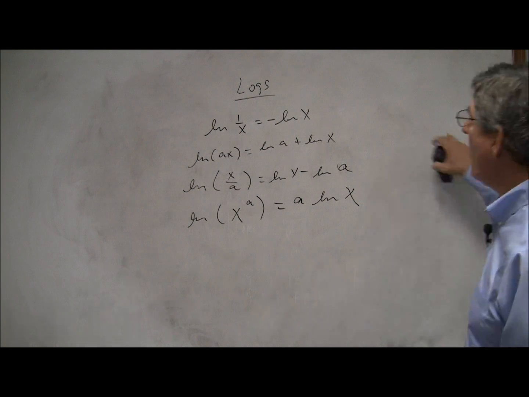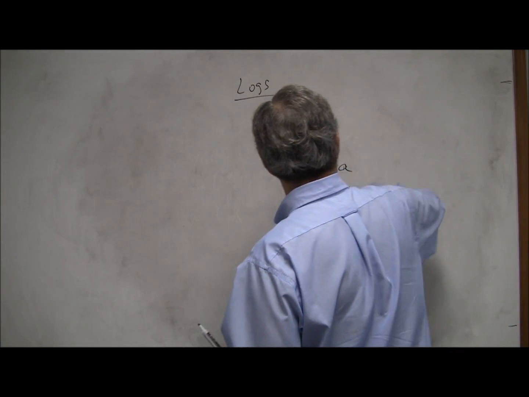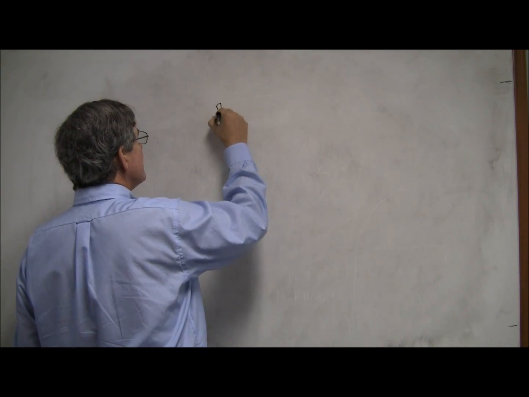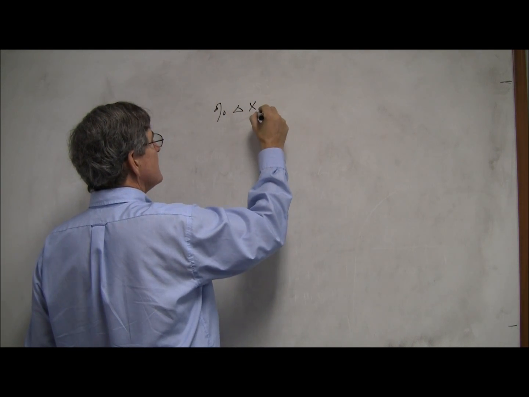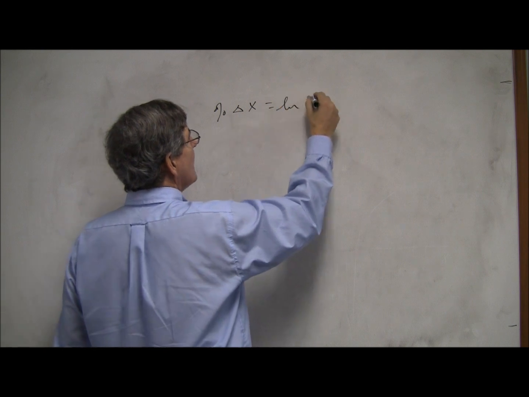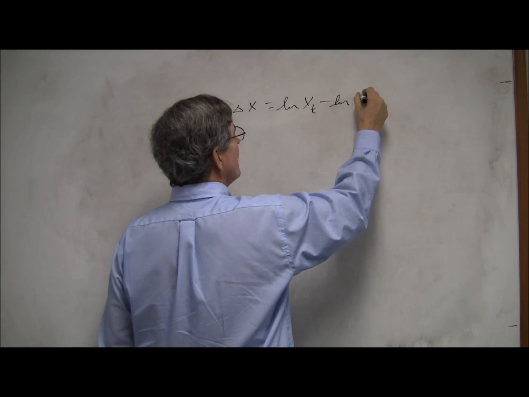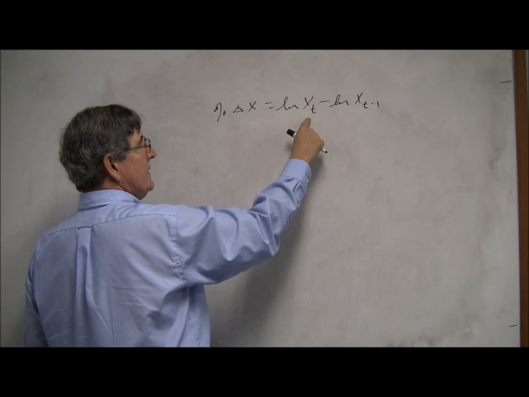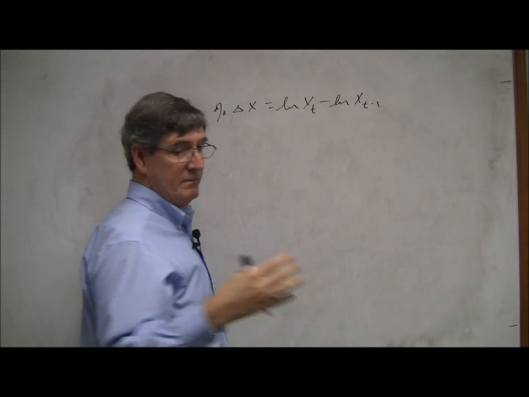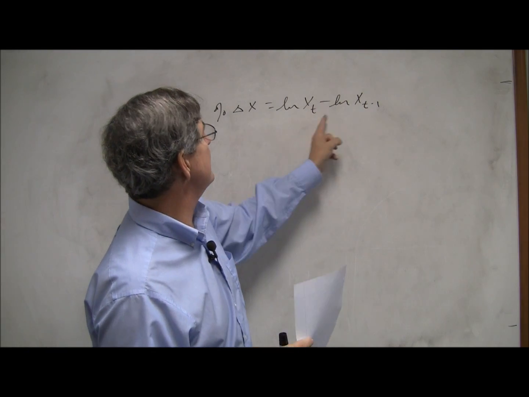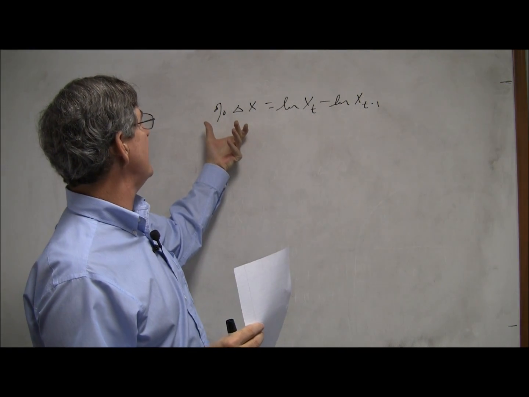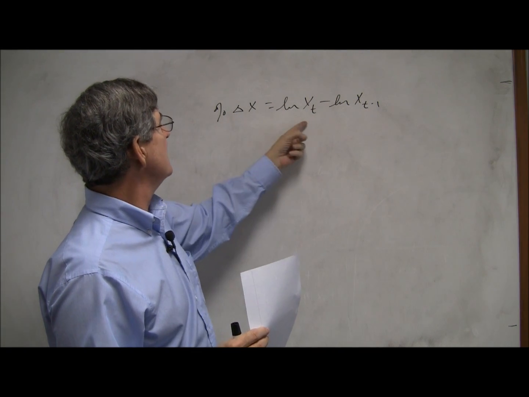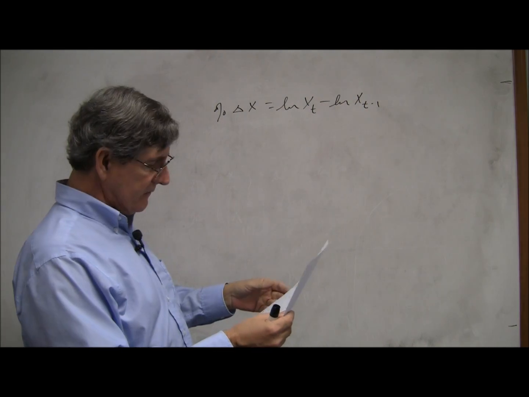Now logs are also related to percentages. So let me see if I can make that connection clear. Because if I want the percentage change in x over time, I could take the log of x at time t minus the log of x at t minus 1. Like this might be GDP. If I take the log of GDP today minus the log of GDP last year, t minus 1, that would be the percentage change in GDP. That'd be GDP growth. So you can get growth rates out of the difference in logs like that.